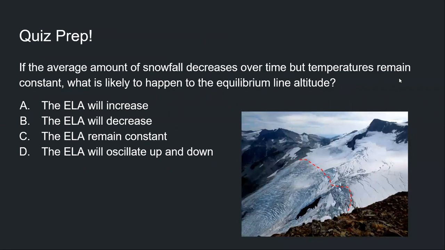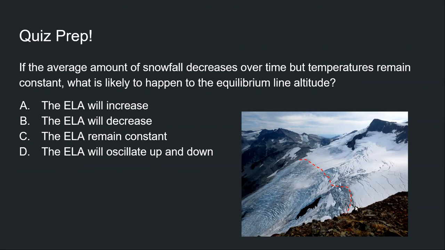A bit of quiz preparation again. If the average amount of snowfall decreases over time, but temperature remains constant, what is likely to happen to the equilibrium line altitude? Snowfall decreases, which means we make less ice, the input is going down, but the temperature remains constant, so the output remains the same. You still have a ratio of input-output, ice in, ice out, that is basically decreasing over time. So what happens if you melt more and more ice? The ELA increases. It's answer A.